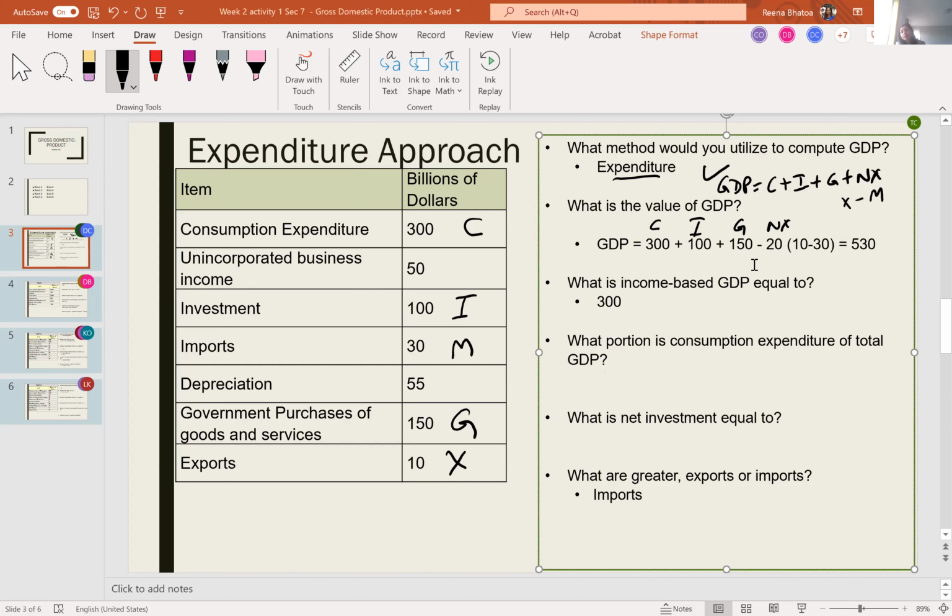Does this make sense now? So I'm deleting this part. In calculation, it was right. So X minus M is 10 minus 30 equals negative 20. This part is here, done.